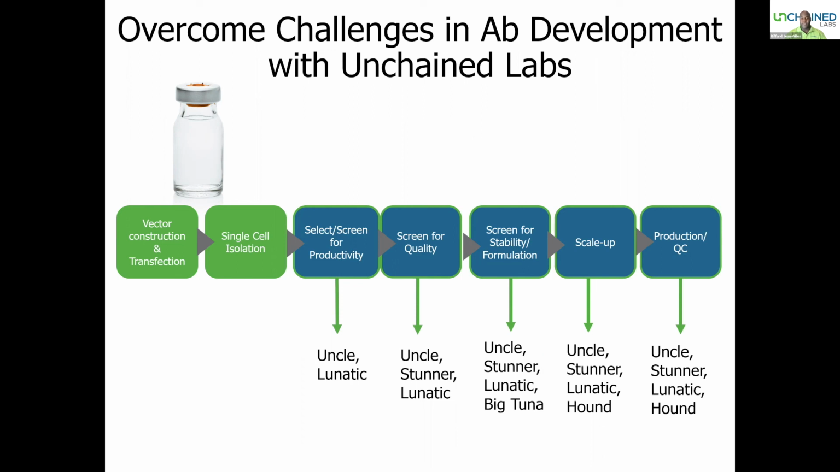And so you can see that the Uncle and Lunatic are very great as you're beginning, but as you make your way downstream, the Stunner can prove to be more useful at different stages. And finally, we can add the Hound and the Big Tuna to improve some of the processes and the workflows that you may have commonly downstream.